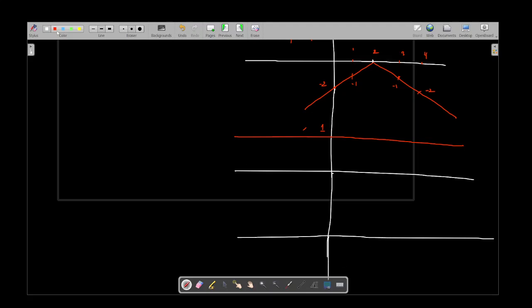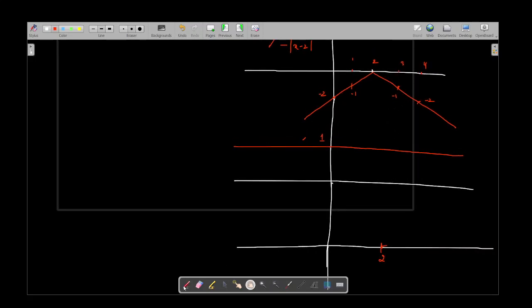Let us take this point. At 2, the value of this function is 0 and we have 1, so 0 plus 1 will be 1. So at 2 it is 1. At 3 we have minus 1 here and 1 here, so minus 1 plus 1 is 0. So at 3 it is 0. Next at 4, we have minus 2 here and plus 1, so minus 2 plus 1 is minus 1. So it goes like this, and we get a line like this.